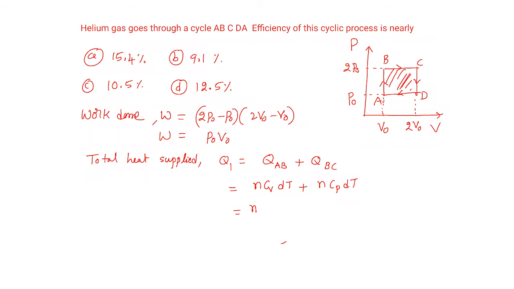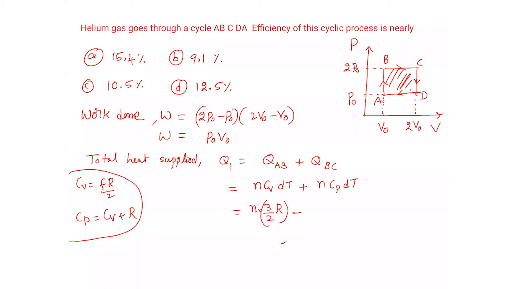n, it is a monoatomic gas. What is the Cv value for a monoatomic gas? 3 by 2 R. Why? Because, see children, all of you, Cv generally is fR by 2. Cp is Cv plus R. Remember this formula? The general formula for Cv is fR by 2. f is the number of degrees of freedom.